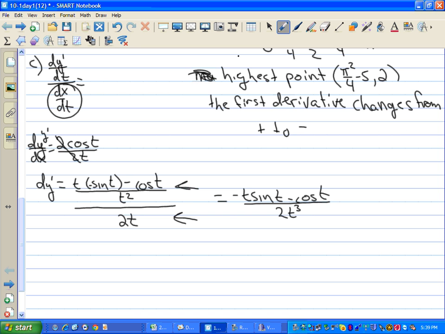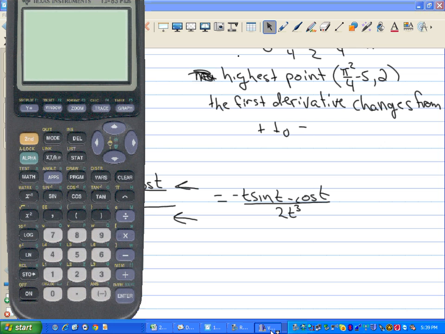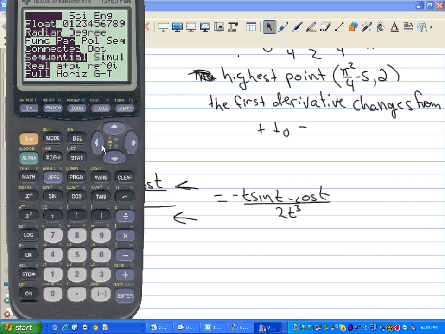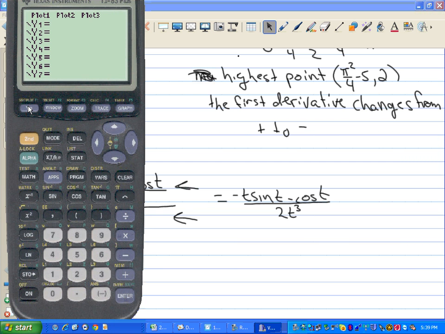So we want to know where the second derivative is equal to 0. Now I really have one function. The result is not a parametric function, it's just a function. So when we go back into our calculator, I'm going to put the mode back to function. In the y equals, I'll put in negative t sine of t, or in this case x, since it's just one single function, minus cosine of x, divided by 2x to the third.